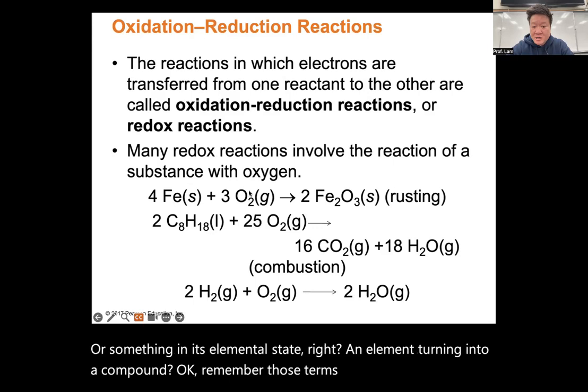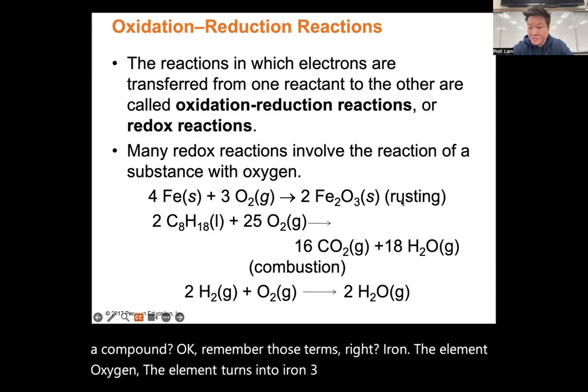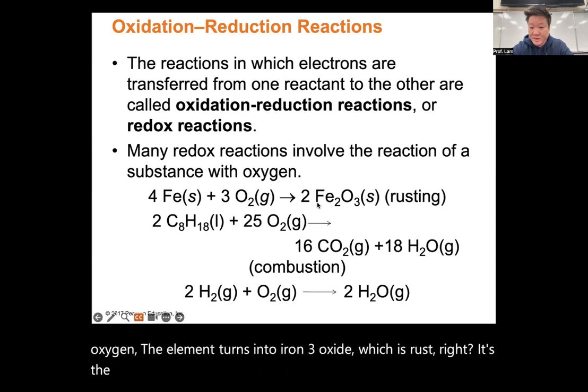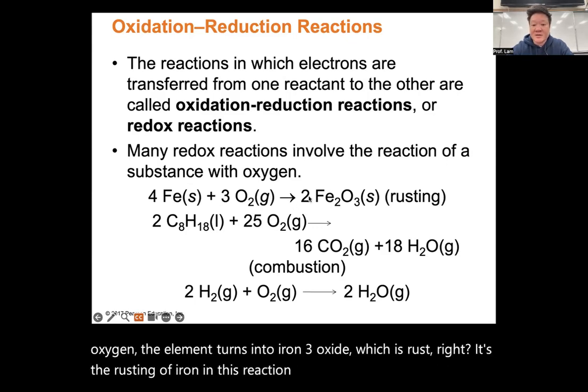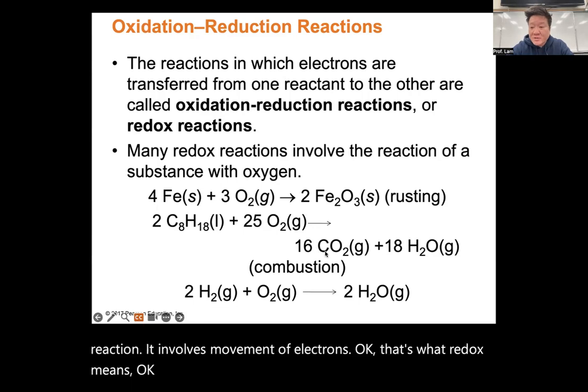Iron, the element, oxygen, the element, turns into iron 3 oxide, which is rust, right? It's the rusting of iron, this reaction, okay? So this is called a redox reaction. It involves movement of electrons, okay? That's what redox means. Okay, and then combustion reactions, those are redox reactions as well, okay?